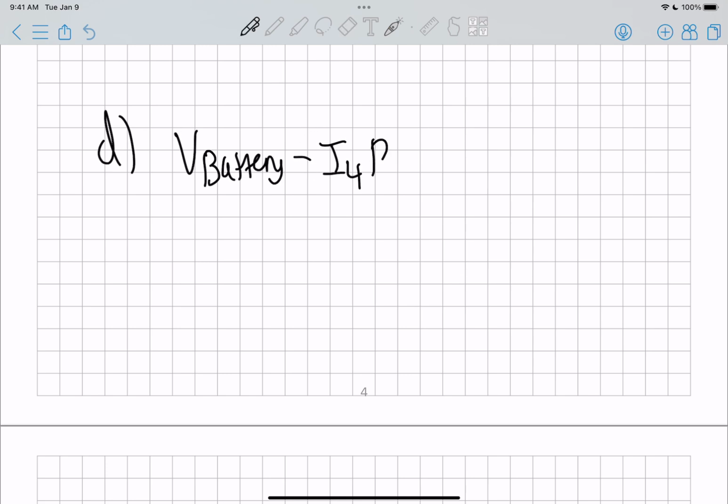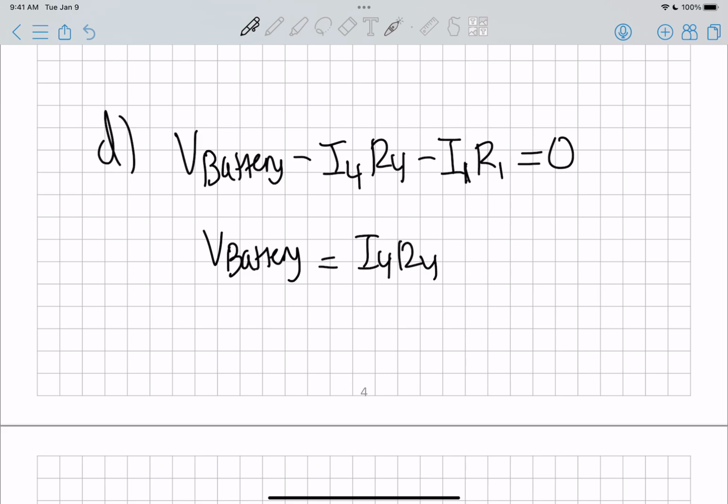So we have I4, R4, that's one loop. And then I1, R1? Yeah, exactly. And that should equal 0. So we're trying to figure out V battery. V battery would then just equal I4 R4 plus I1 R1.